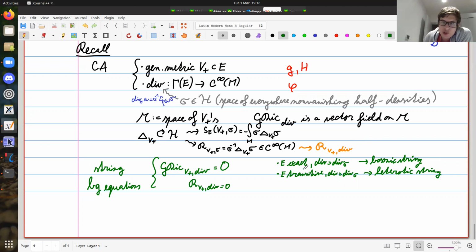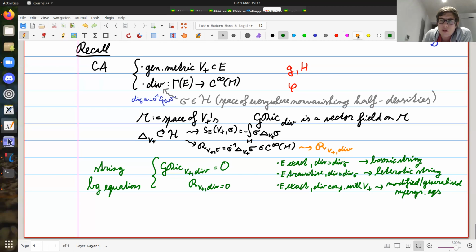And then there is another thing which happens, for instance, in the first case, when you still keep exactness, but you don't require this to come from a half density, but you take it to be just this more general notion that we discussed last time of being compatible with V plus. So div compatible with V plus. Then this corresponds to what is called modified or generalized supergravity equations.